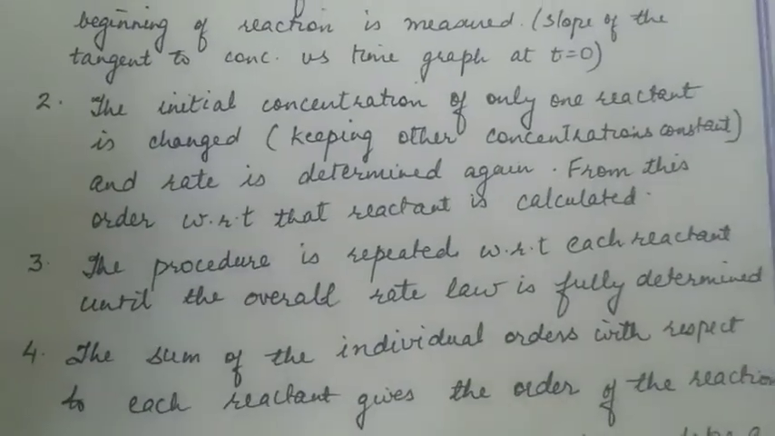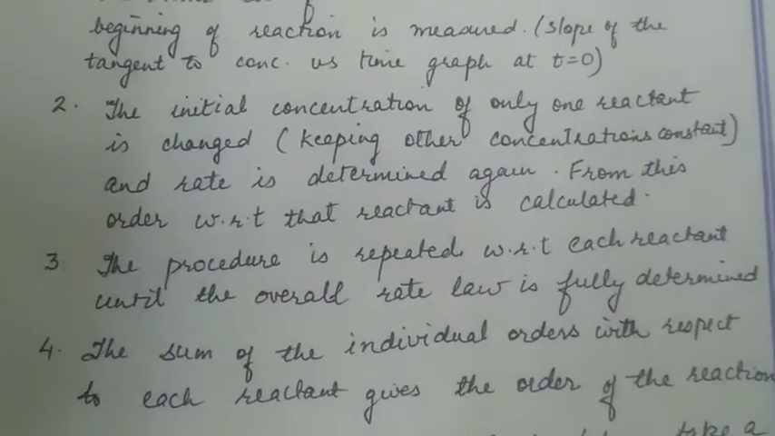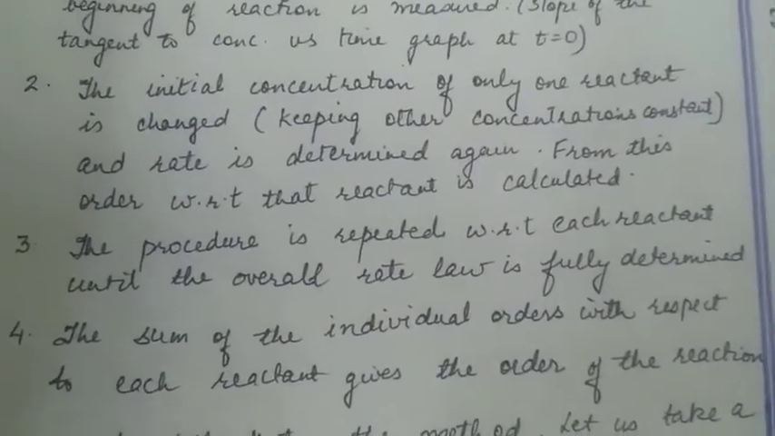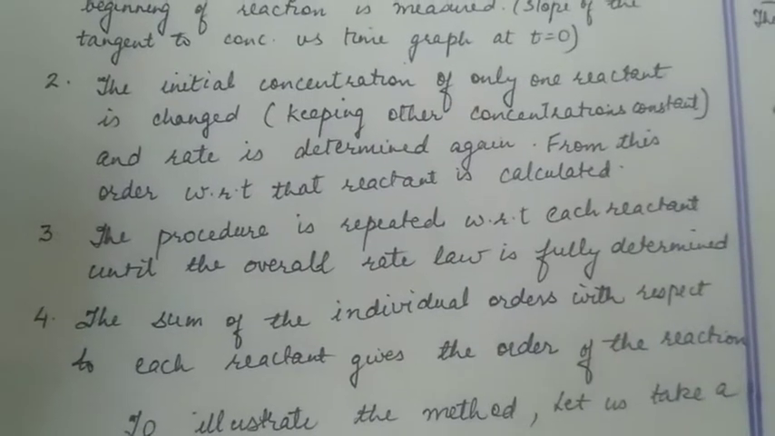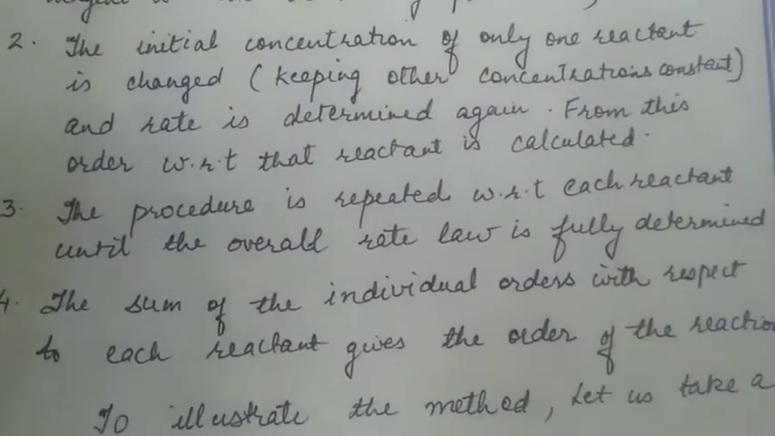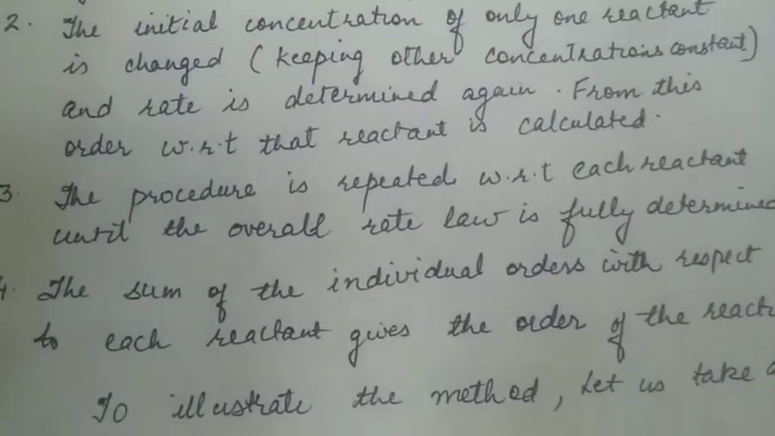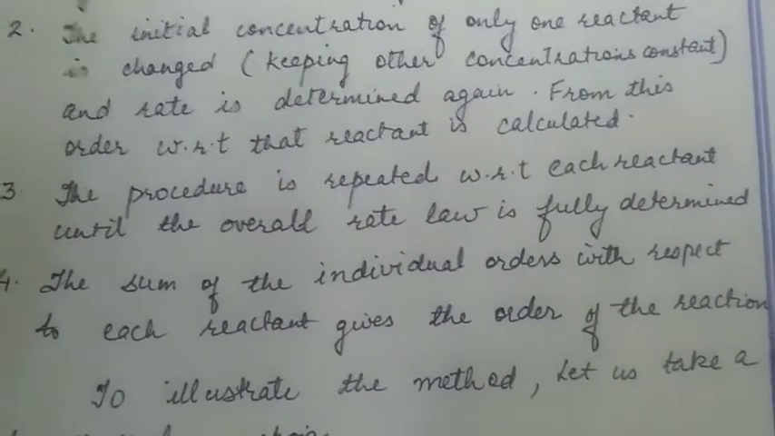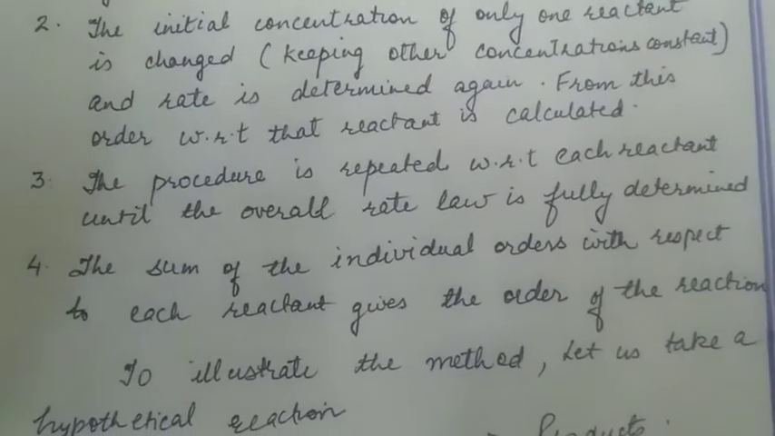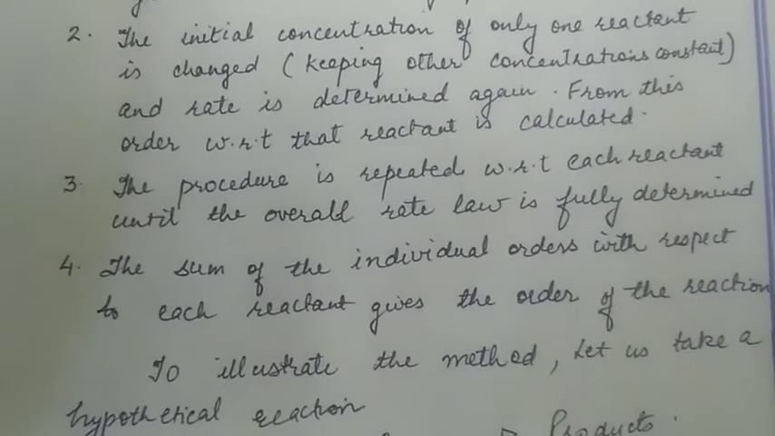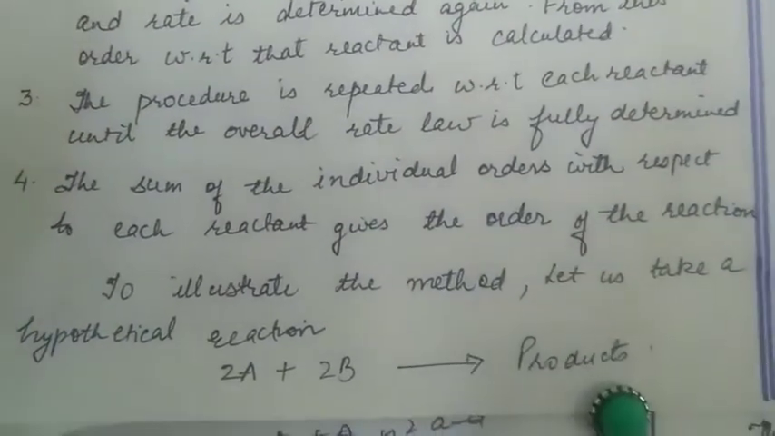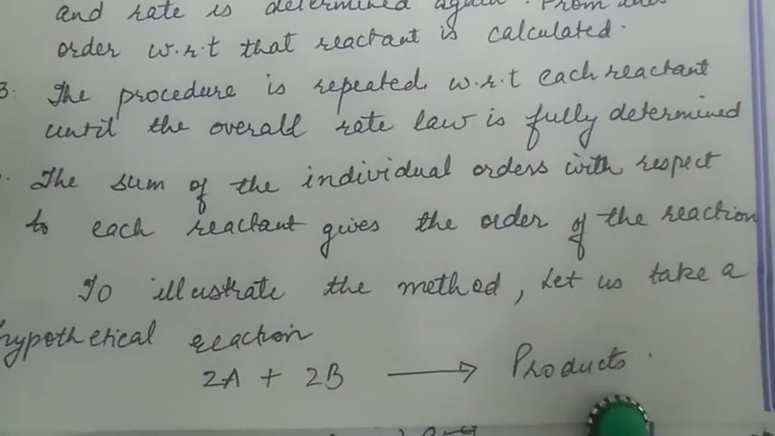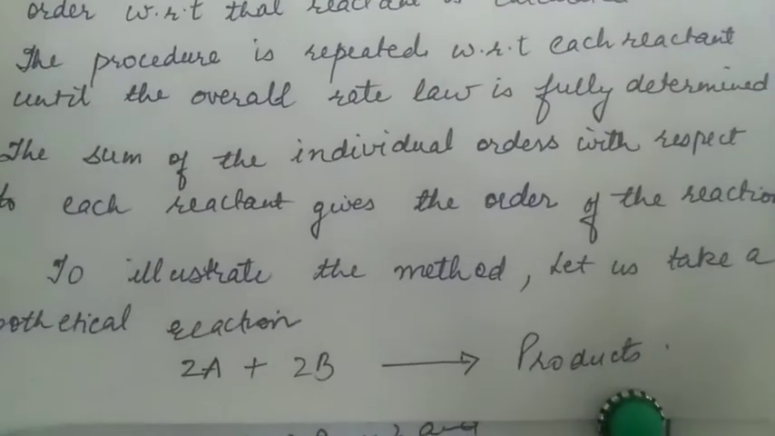Then the initial concentration of only one reactant is changed and other concentrations are kept as before, and rate is determined again. From this, the order with respect to that reactant is calculated. The procedure is repeated with respect to each reactant until the overall rate law is fully determined, and the sum of the individual orders will give you the overall order of reaction.